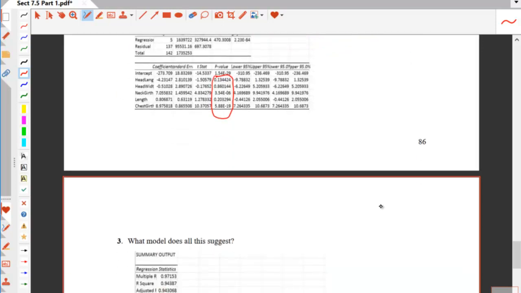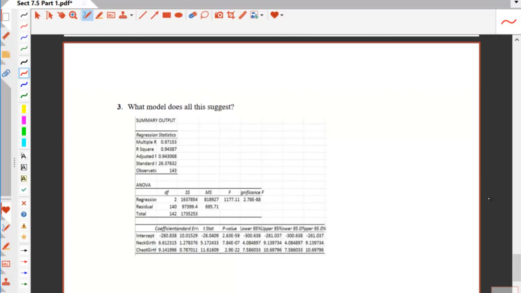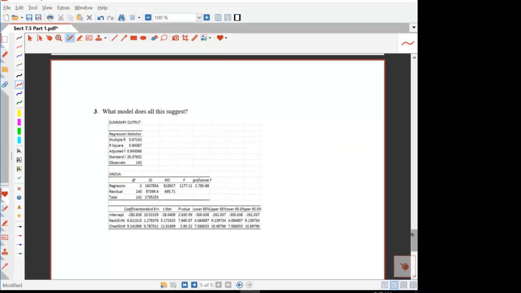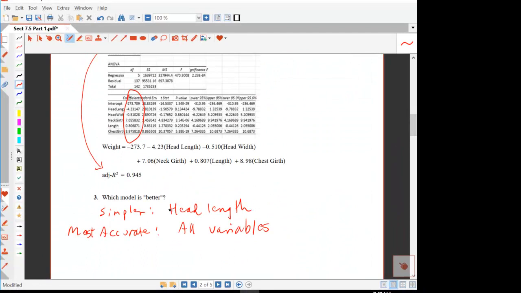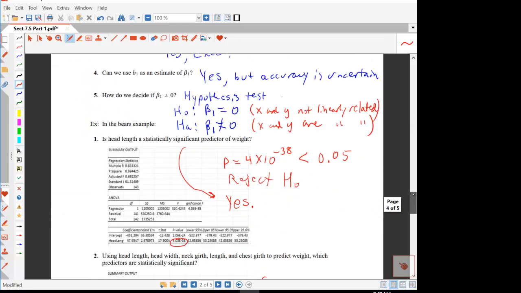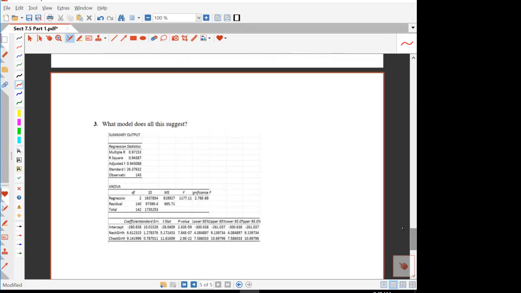And so what would I do if I were to gather all of this information and say, well, which model do I really prefer now? A simple one or a most accurate one? Well, maybe somewhere in the middle. And I could come here and say, I think I want to choose these 2 variables since they seem to be the most significant ones.